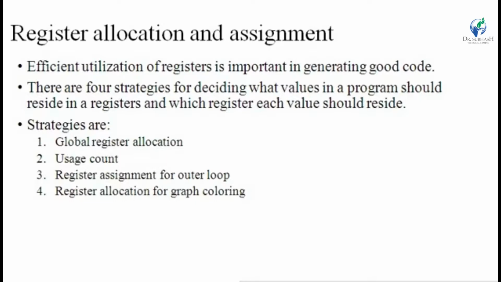Next one is register assignment for outer loop. For example, consider there are 2 loops, L1 and L2. L1 is your outer loop and L2 is an inner loop. Allocation of variable A is to be done to some register. So if allocation is in loop L2, then it should not be allocated in L1 minus L2.